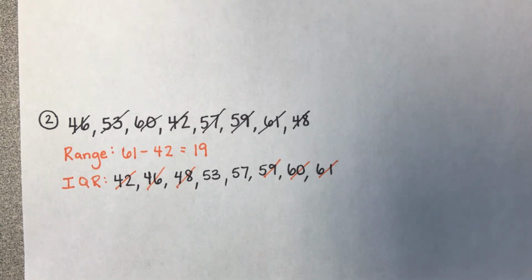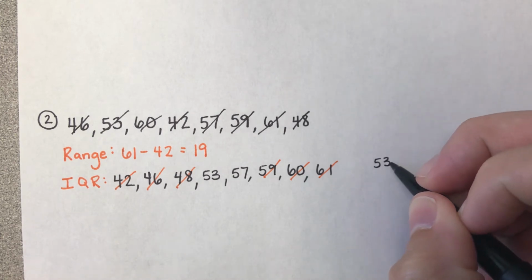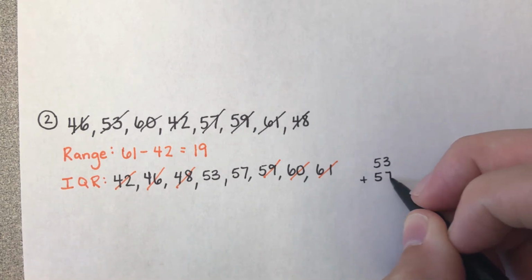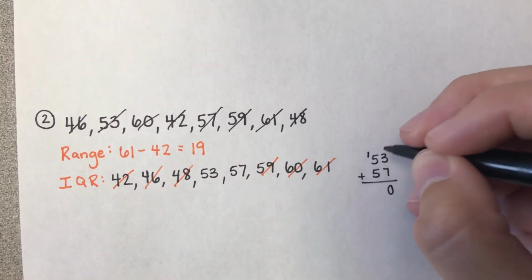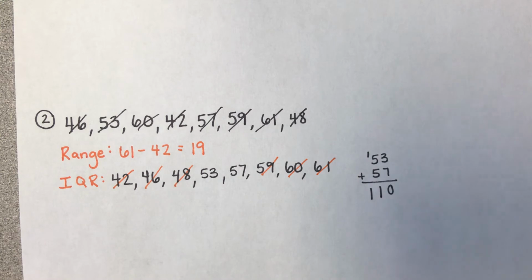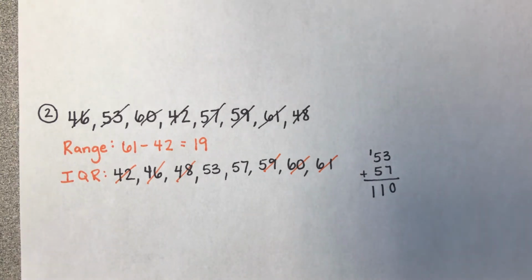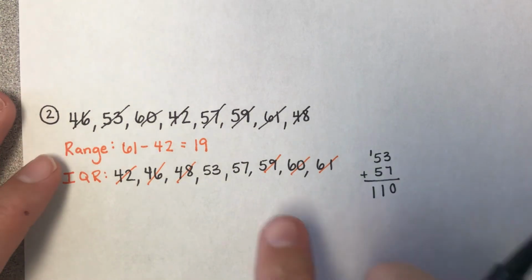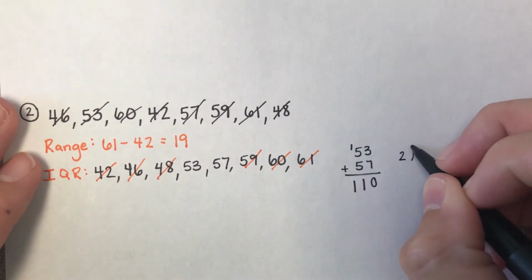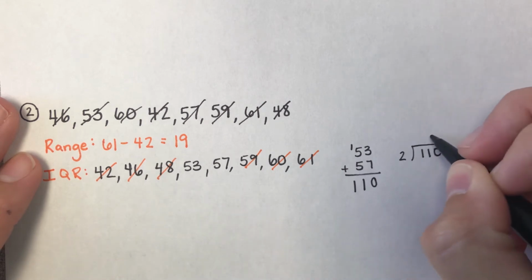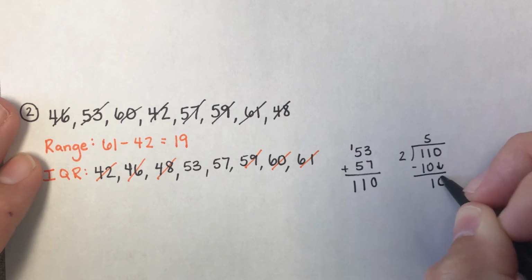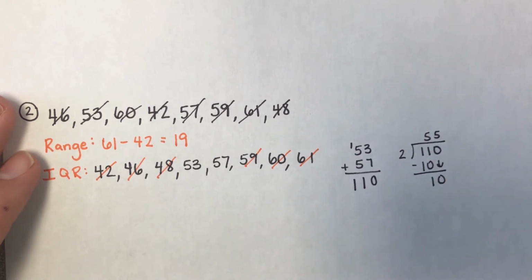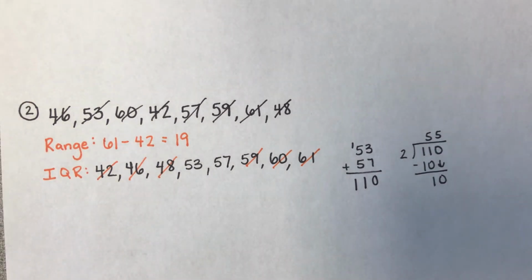So if I do 53 plus 57, because remember, those are my 2 numbers that are left, this would be 110. Okay, obviously 110 is not the number in the middle, so now we have to divide it by 2 because we have 2 numbers left. So 2 goes into 11 5 times, so I get 55. So my median is 55.